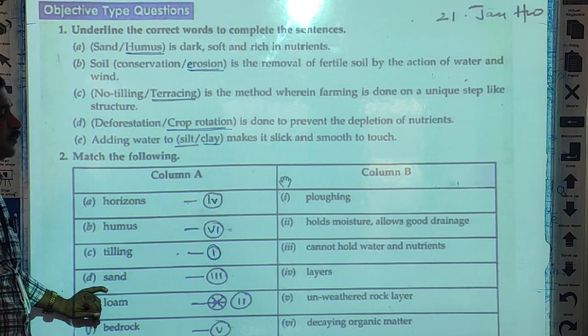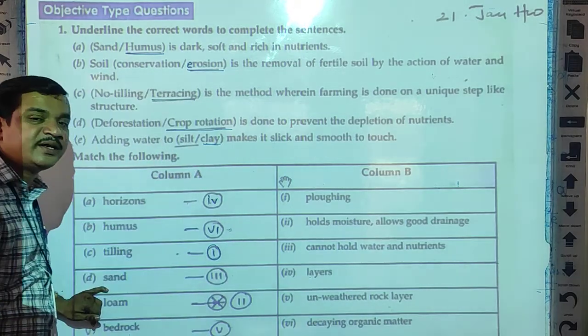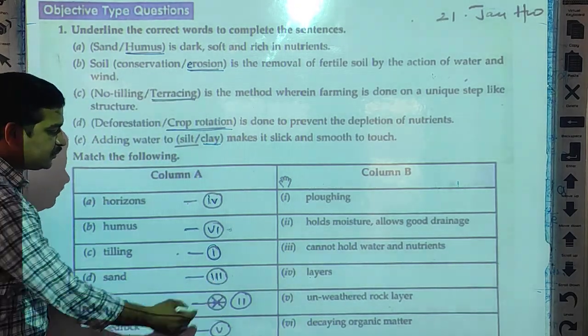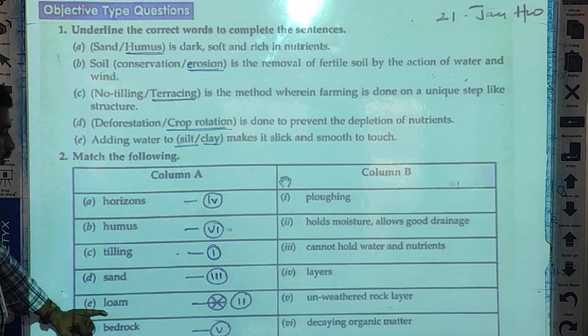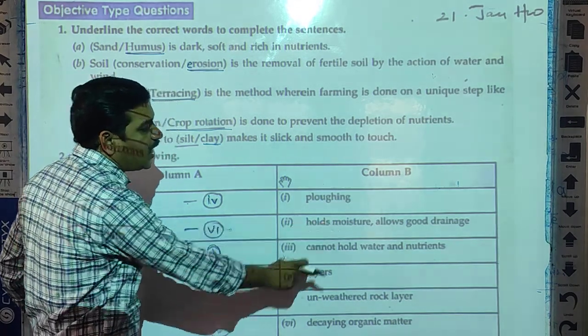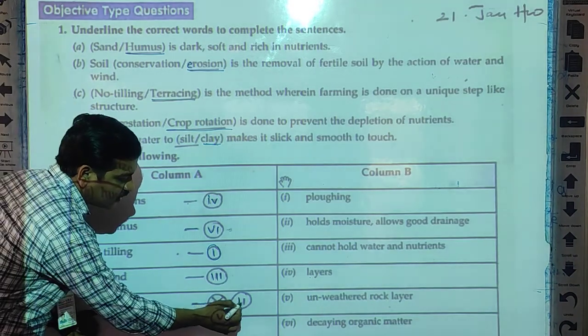Next, sand. Sand is what, student? Sand cannot hold water and nutrients. Yes, very good. Then option number 3 you can write here. Loam. Loam is what? Loam holds moisture, allows good drainage, and holds the water for a long time.